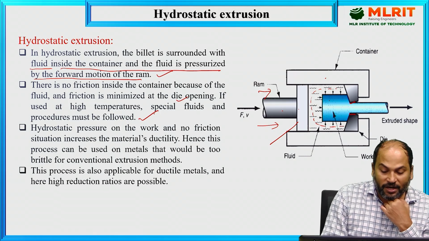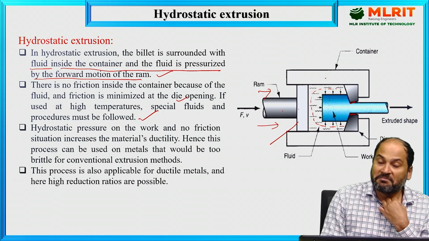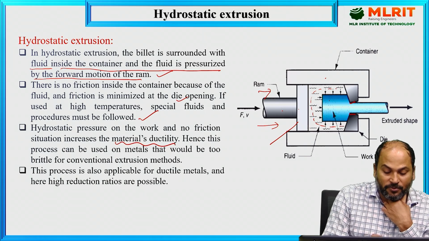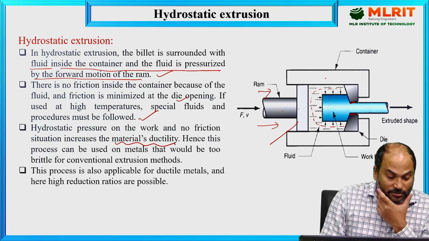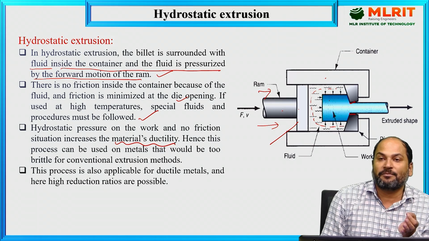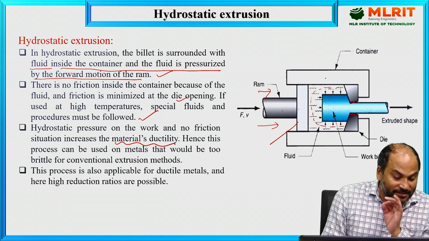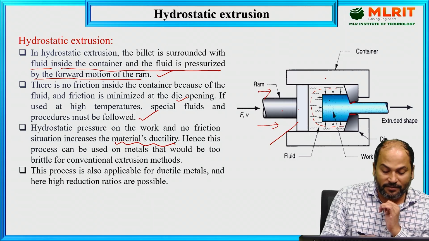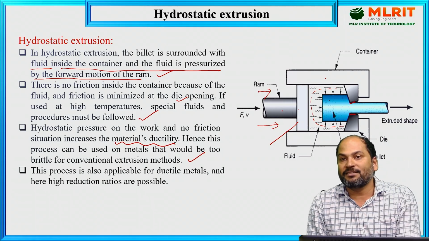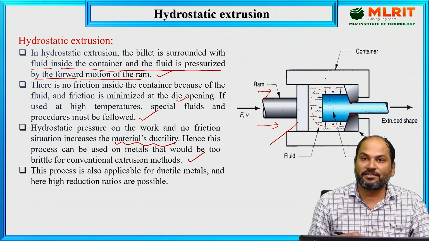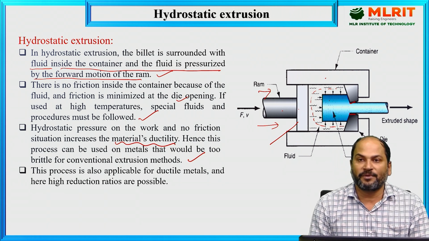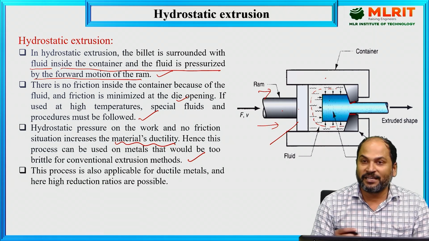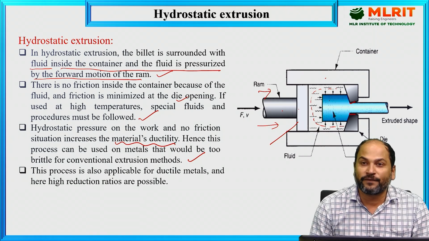Hydrostatic pressure on the work and the no-friction situation increase the material's ductility. This is the most important property of this process. There is no friction, so obviously the material ductility will be high. Hence, this process can be used on metals that would be too brittle for the conventional extrusion process. Whenever the material is brittle, it is very difficult to deform, especially at room temperature, as we have already seen. But here this is not a problem as there is no friction.